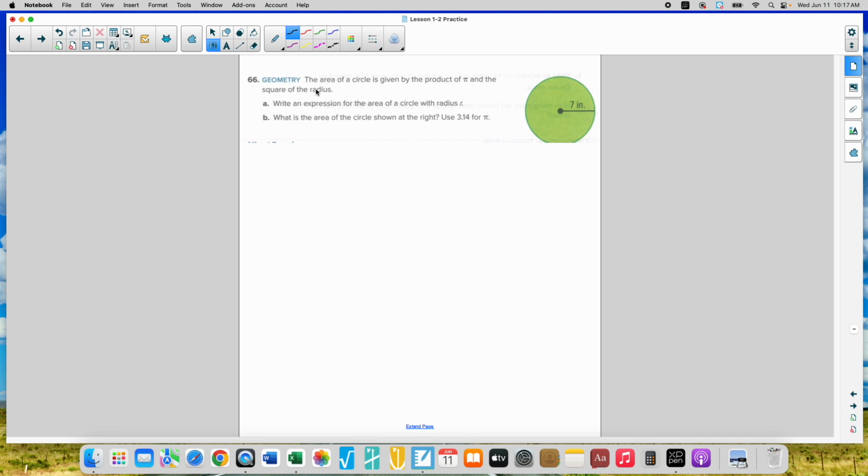The area of a circle is given by the product of pi and the square of the radius. Write an expression for the area of a circle with radius r, so pi r squared. And what is the area of the circle? Use 3.14, so we're going to substitute values, squared. And so we have 3.14 times 49. And I guess we can do inches.